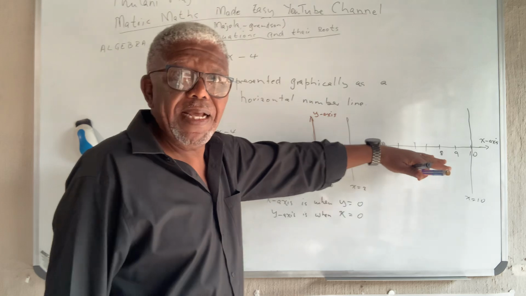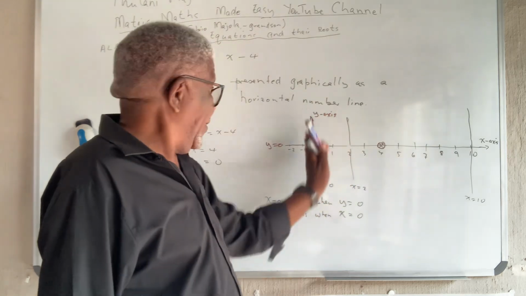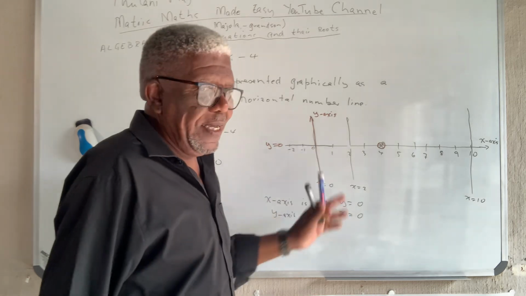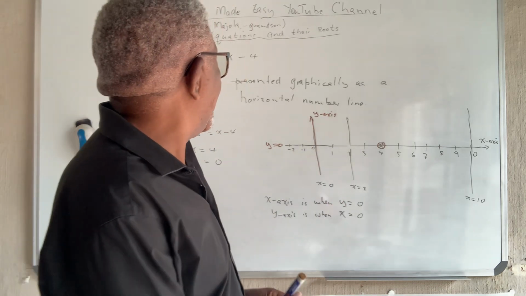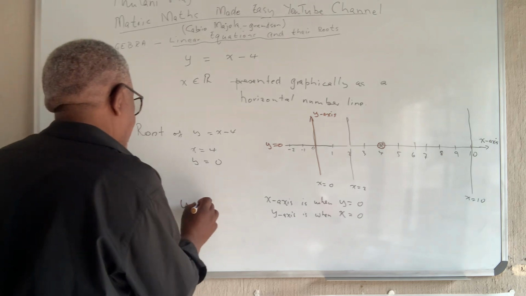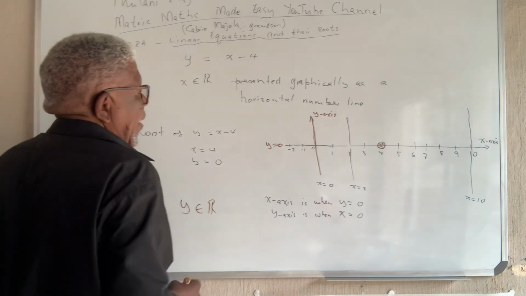So now we've got two number lines, one horizontal number line and one vertical number line. But they are both members of the real numbers. So y is also an element of the real numbers.